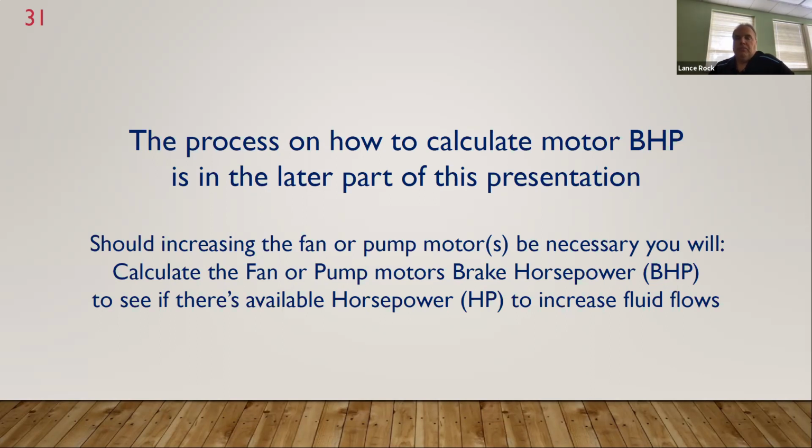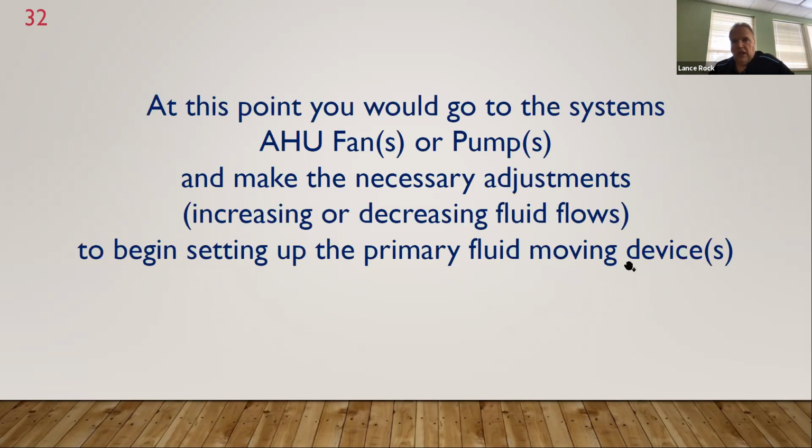Next, please. At this point, you would go to the system's HVAC fan or fans, pumps, and make the necessary adjustments, increasing or decreasing fluid flows to begin setting up the primary fluid moving devices. Now, if we are decreasing flows, we probably aren't too concerned at that moment with the actual operating brake horsepower, because we're going to slow it down. So we know we're not going to increase the load on the motor, but it doesn't mean the motor wasn't operating over brake horsepower, rated nameplate horsepower, but it's the safer move that you can do.